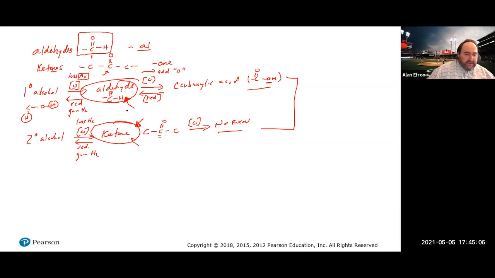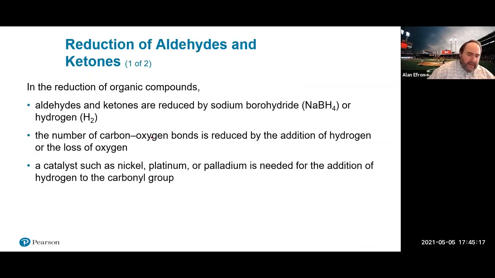Any questions on some of that stuff we talked about last time there? Okay, so just finishing up a few more reactions here with our aldehydes.